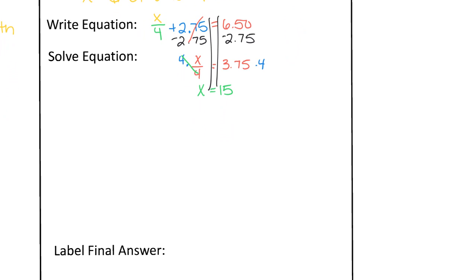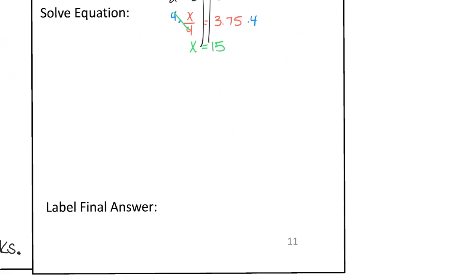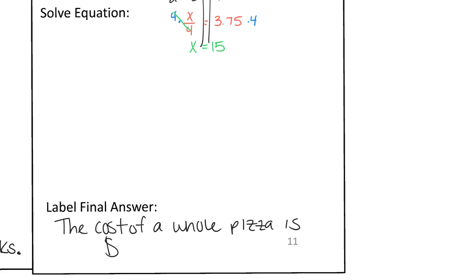All right. So now we have to label this final answer. So our label is going to be the cost of a whole pizza is $15. Or again, some variety of sentence. All right.